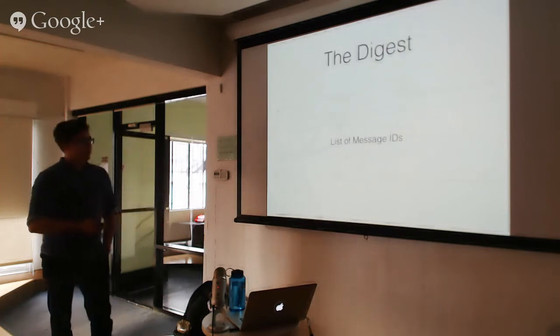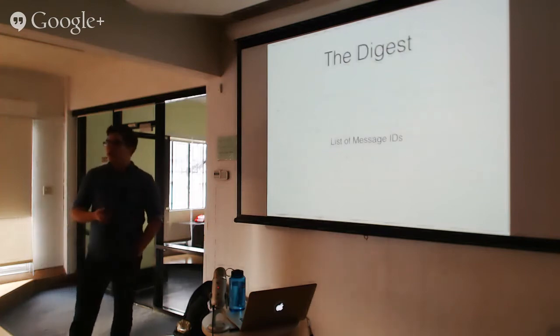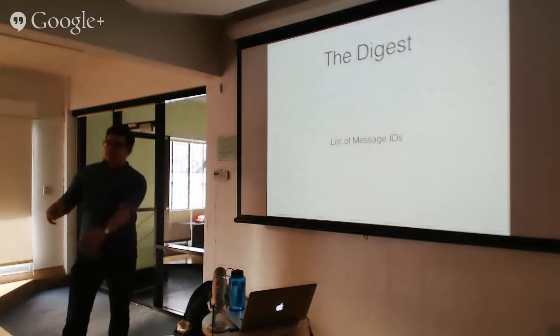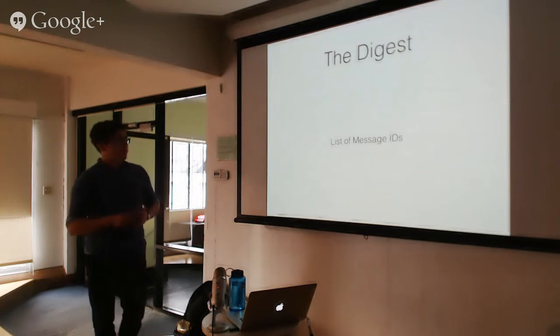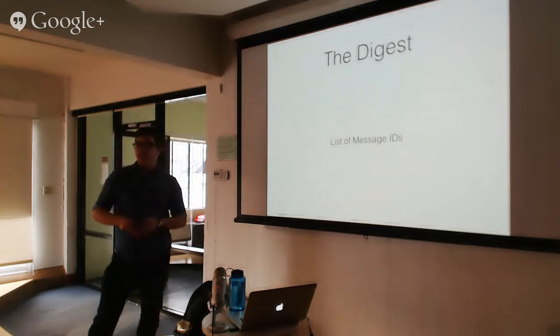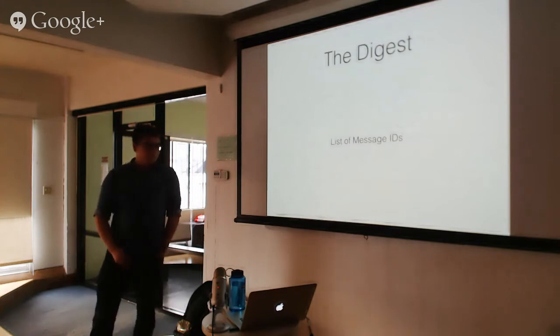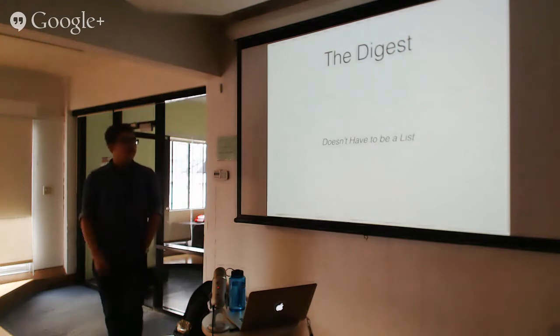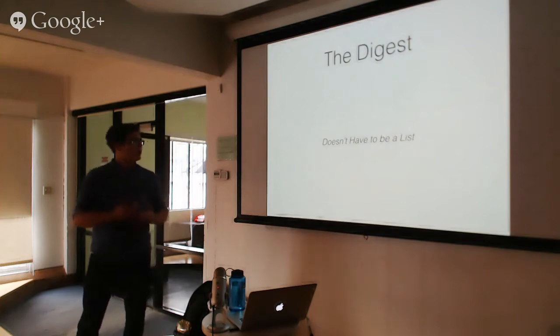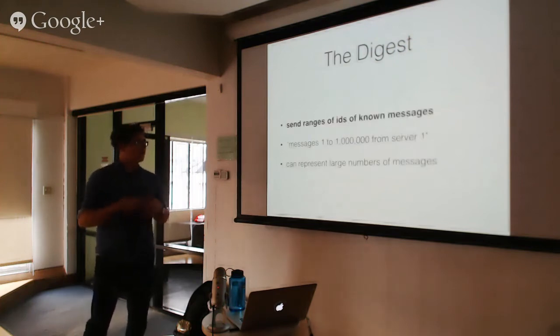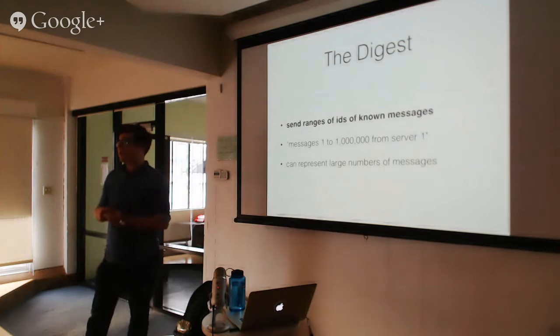The main reason that we were throwing away messages after 10 rounds was the limited size of this digest. I suspect that the paper was implementing them as a list of message IDs, saying, I have messages 1, 2, 3, 4, and 5 from this server. But the thing we realized when we were building Firewall is that this digest doesn't have to be a list. It can be any data structure we want as long as it represents the set of messages that we know about. And so what we eventually decided to use was a set of ranges of the messages that we know about.